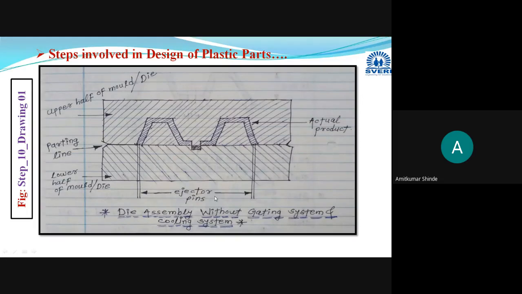Here we are showing the die assembly. In this die assembly we have shown our final product design. Here we have not shown the gating system and cooling system. Here I have also written, that is, die assembly without gating system and cooling system. So in this way we have completed the design of the bush with boss, and we have completed this part.